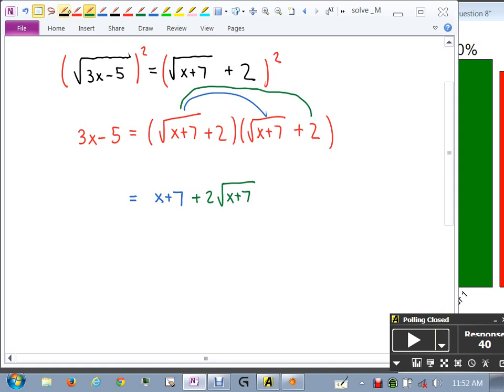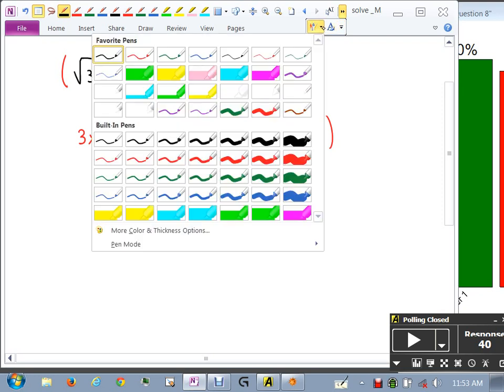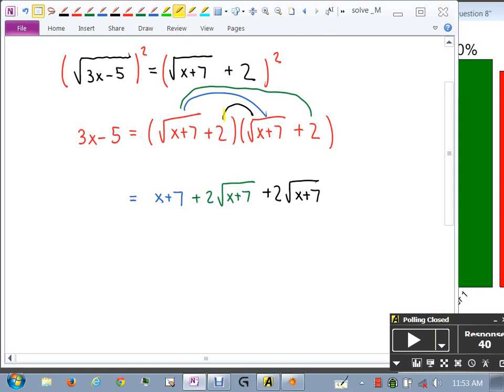Then your next one, which is here to here. 2 times the square root of x plus 7 gives you another 2 times the square root of x plus 7. And then finally, I'm out of colors. I have more, but forget it. I'll just do it in there. There. That one to there. That's 4, right? We good? All right. We've done the raising both sides of the equation to a power.